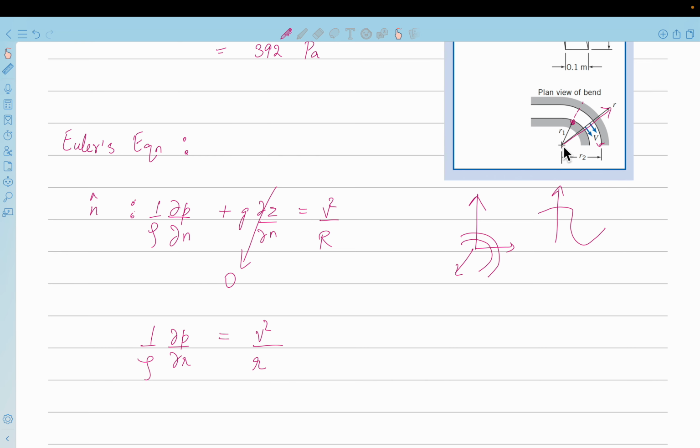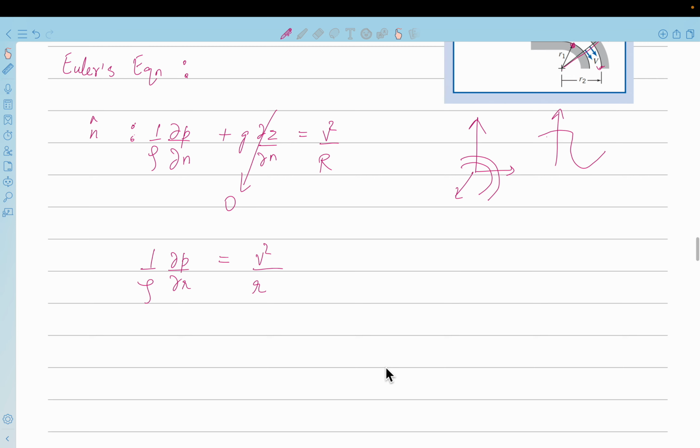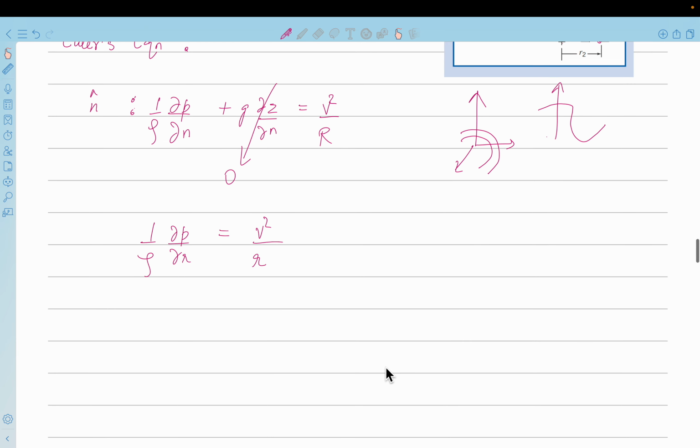Are there any questions about how we are going to solve the n cap direction, or why we are using the streamline coordinates? Please stop me anytime if you have a question.